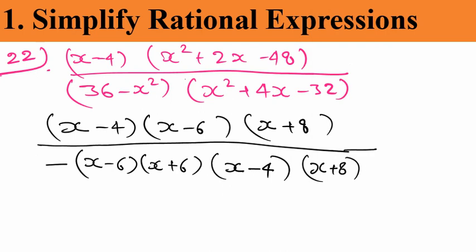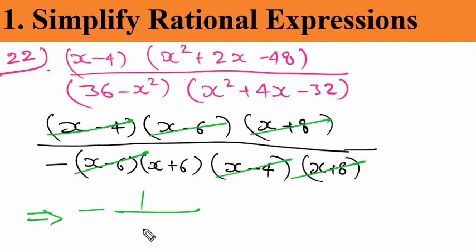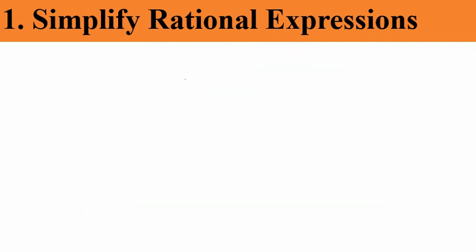And now let's just cross check. Can we cancel anything out? x minus 4, x minus 4, x minus 6, x minus 6. Okay, now most of the things have been cancelled out. In the numerator, nothing, so 1 over x plus 6. That's your answer. Move on to the next question.